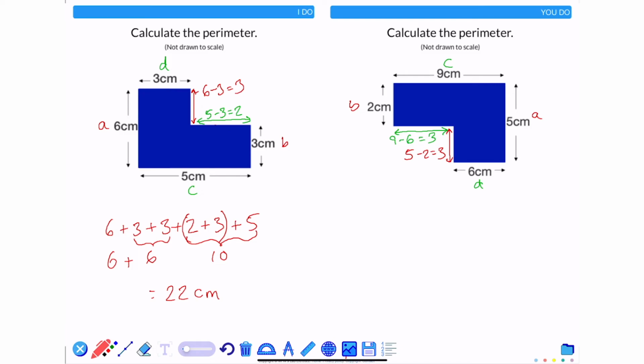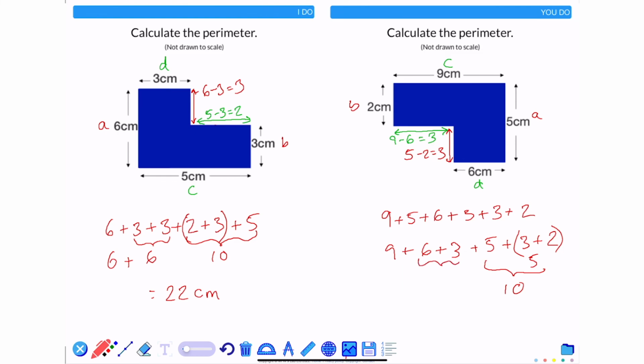So to calculate the perimeter, I add up all the different lengths around the outside of the shape. So 9 plus 5 plus 6 plus 3 plus 3 plus 2. Reordering the numbers to make it a little bit easier to add them together. 9 plus 6 plus 3 plus 5 plus 3 plus 2. Well, 3 plus 2 is 5. Add on the other 5 is 10. 6 plus 3 is 9. Add on the other 9, and I get a total of 28 centimeters. This is the perimeter of the shape.